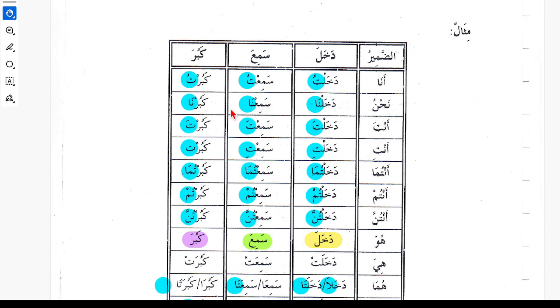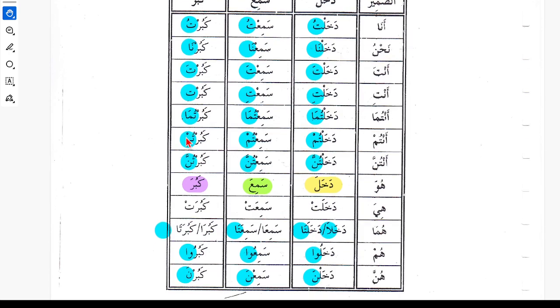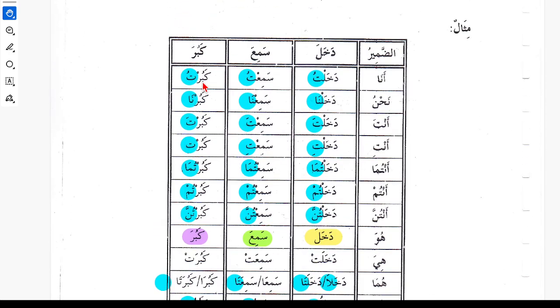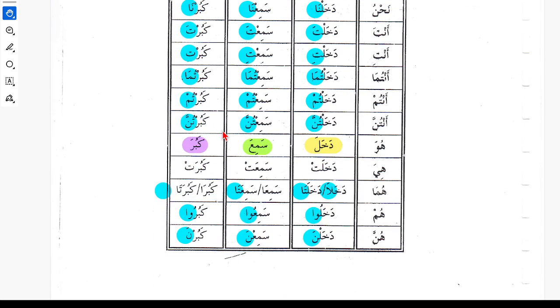For the case of kabura, again let's go back here from huwa. Kabura, for here, it became bigger, or he became bigger. Kaburat, she became bigger. Kaburat, so same pattern.